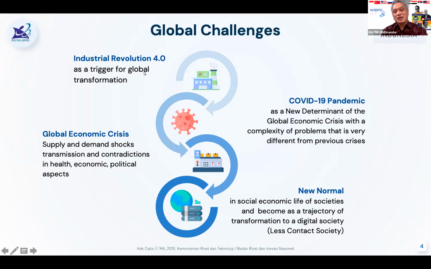The other thing we hear about almost every day is the industrial revolution, which is actually the merging of the biosocial and digital society into one integration. It is characterized by the Internet of Things, big data, and artificial intelligence.